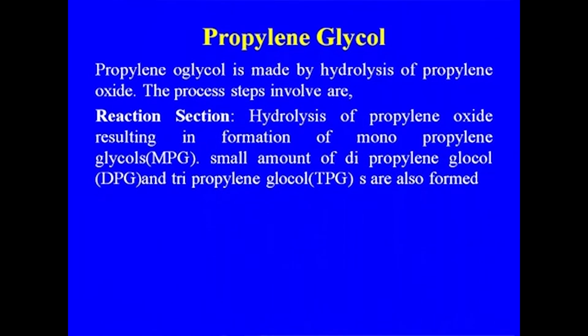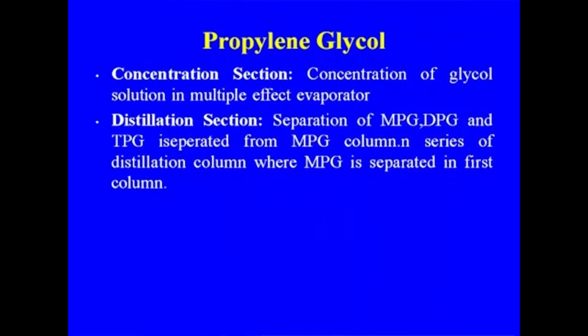The process steps involve the hydrolysis of propylene oxide, resulting in the formation of monopropylene glycol, a small amount of dipropylene glycol and tripropylene glycol. After the reaction, as in the flow diagram of MEG if you remember, there is concentration of the glycol solution in a multiple effect evaporator, and after this it goes to the separation distillation section, where MPG, DPG and TPG are separated because of the difference in boiling point, starting from the MPG column.